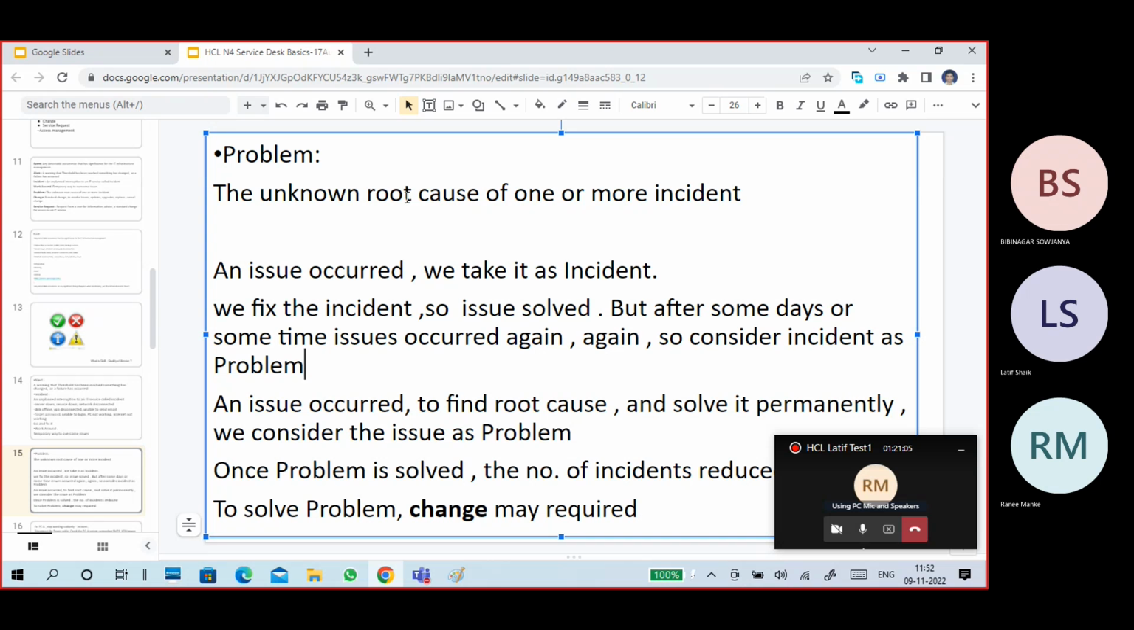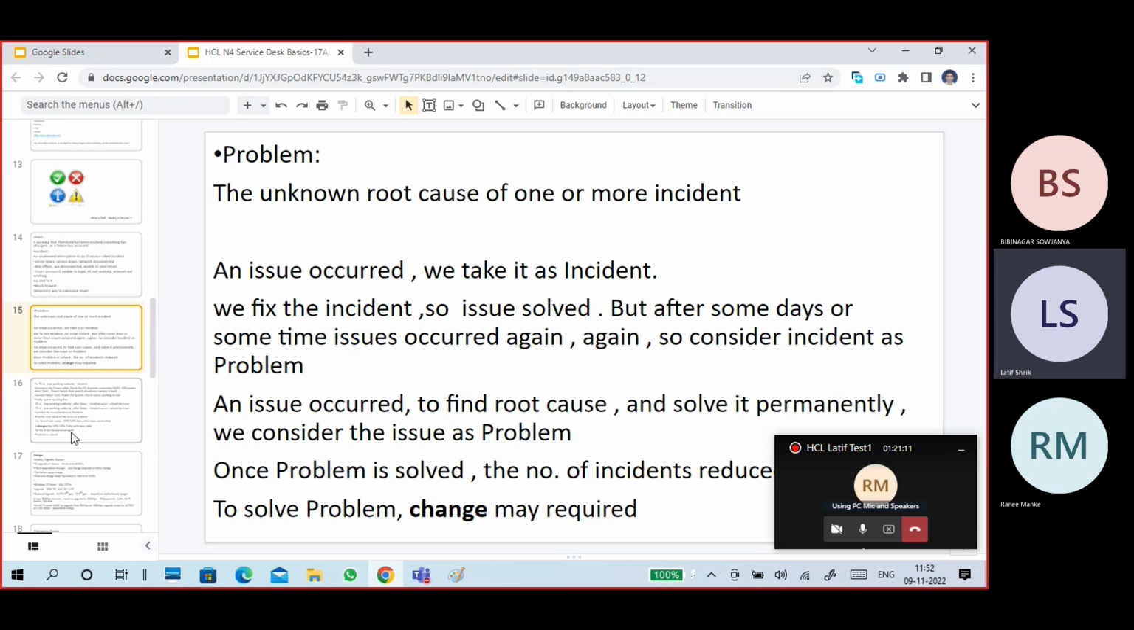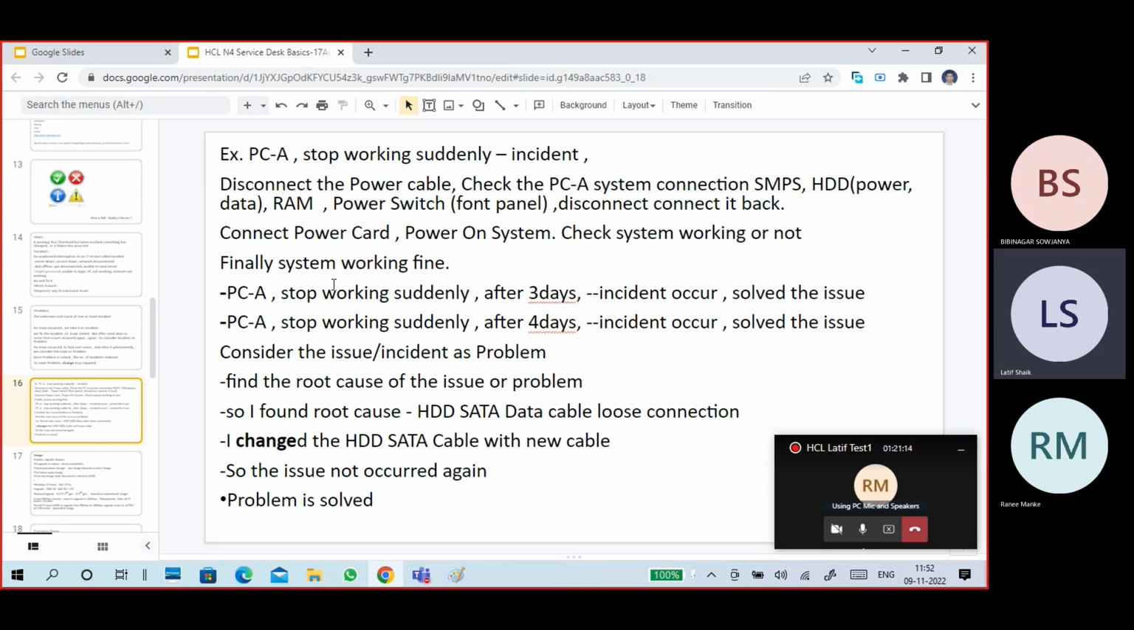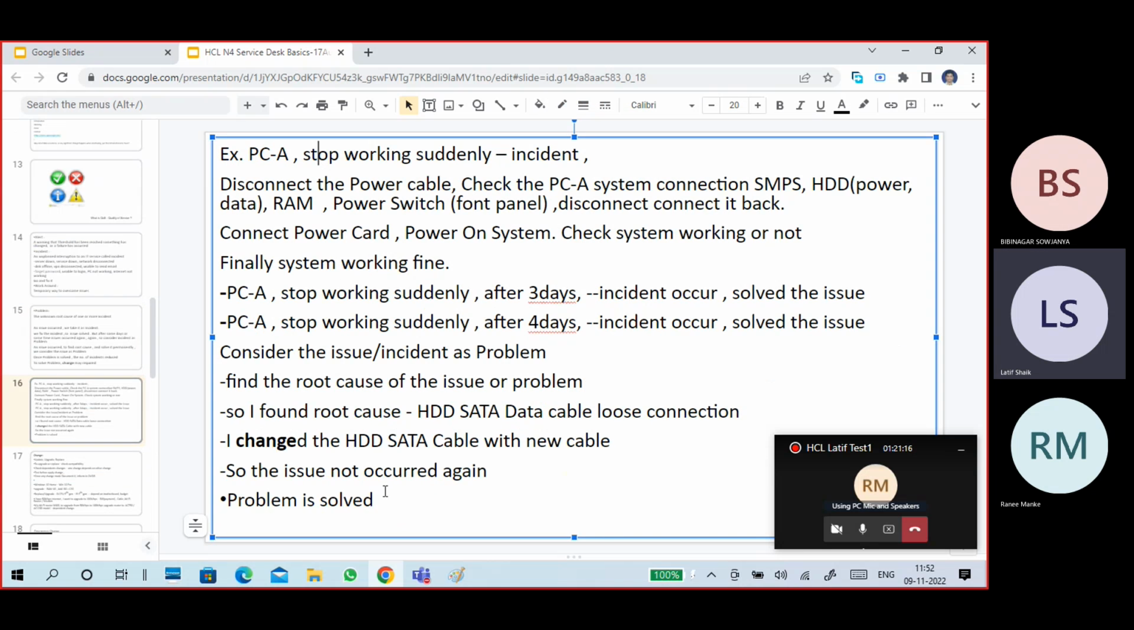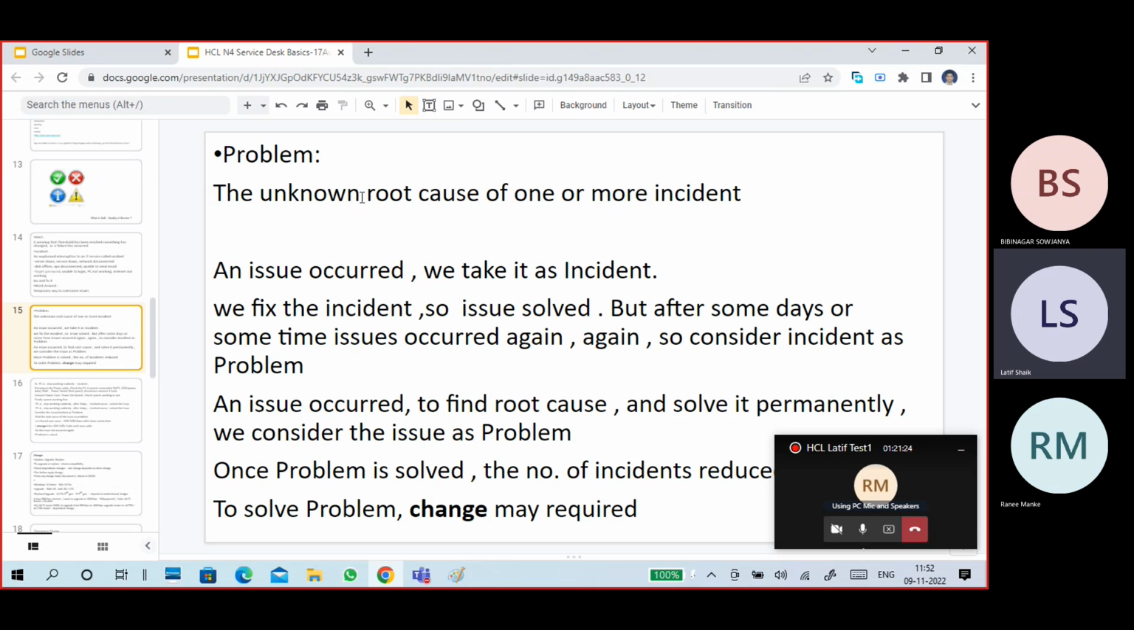We are studying, guys, this is the incident part. This is the problem part, and here there is an example which explains incident, problem, and change. All three things are explained in this example. So we'll come to that one.